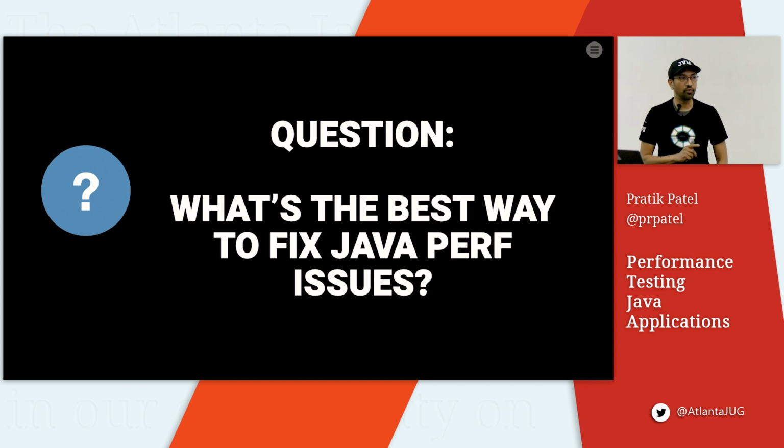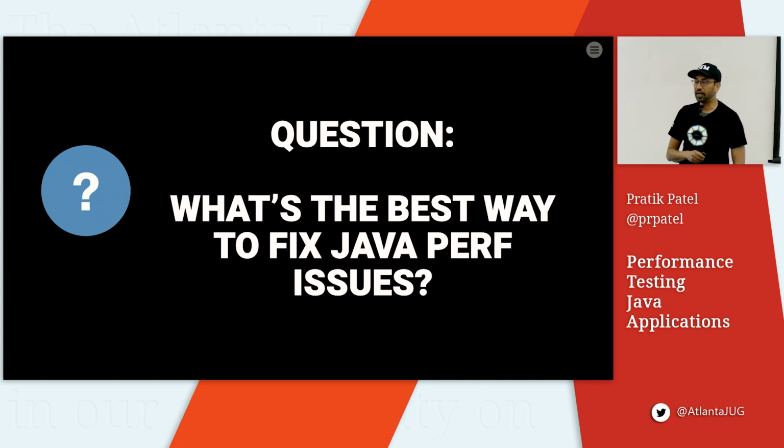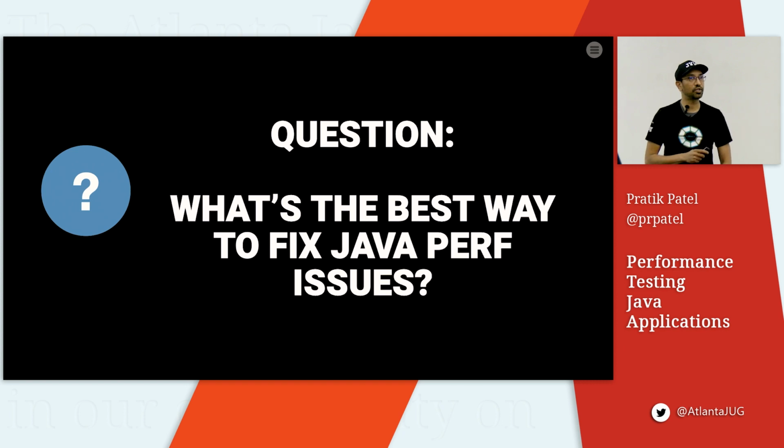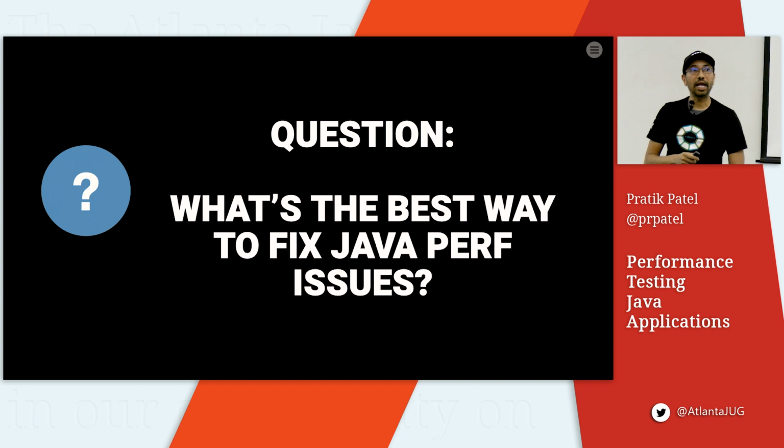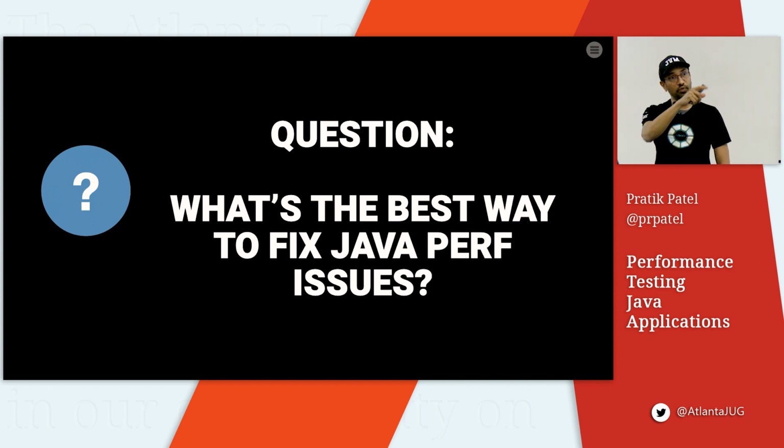But I have a question for you first. What's the best way to fix Java performance issues? Anyone want to take a guess? Yes, please. In my experience, use something like VisualVM. Either do profiling or sampling. Okay, that's actually a really good answer. We're going to actually use VisualVM in this.